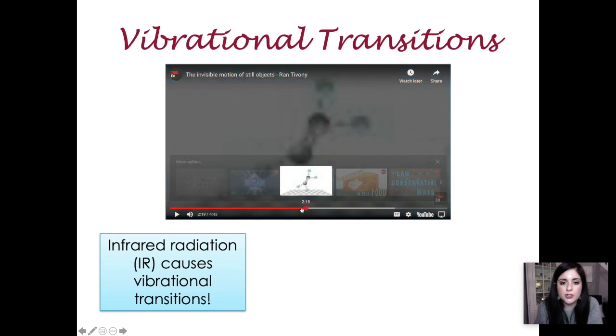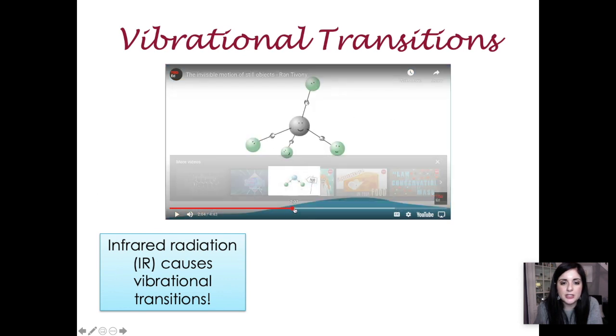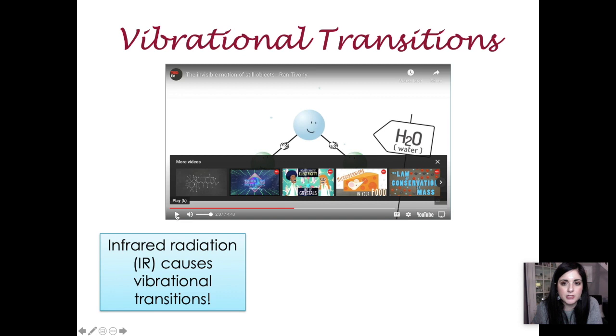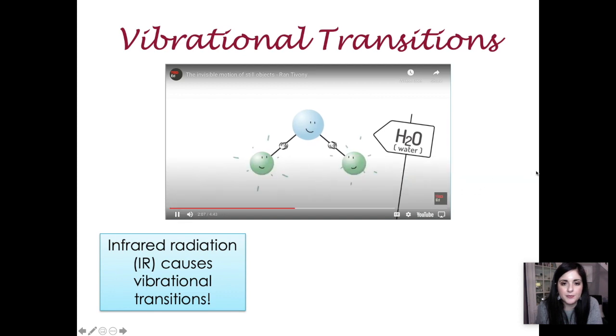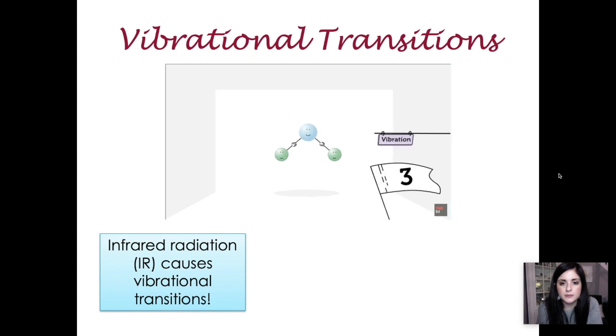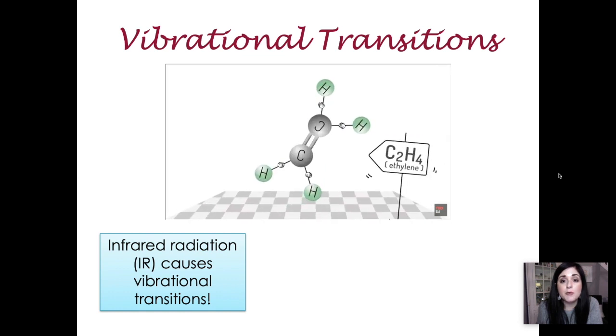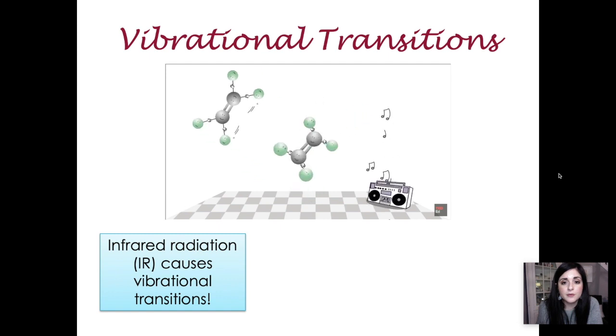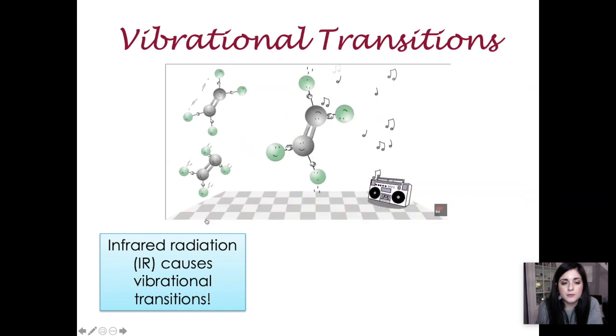So I'll show this to you again. I like watching this. I think it's kind of neat. So we'll watch it one more time. Oxygen and 2 hydrogens, and 2 bonds. That gives it 3 modes of vibration: symmetric stretching, asymmetric stretching, and bending. This happens when you put in infrared radiation. Larger molecules have even fancier vibrational modes, like rocking, wagging, and twisting.